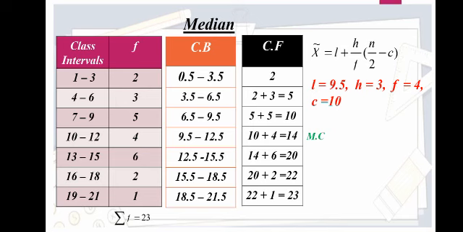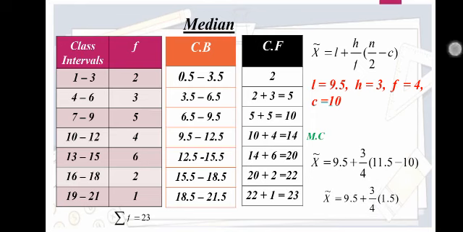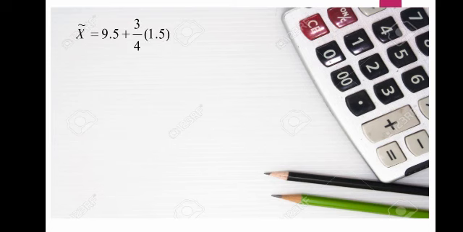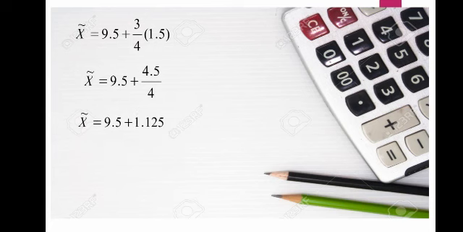Now applying these values in the formula, it becomes 9.5 plus 3 by 4 into 11.5 minus 10. First of all we solve the bracket, 11.5 minus 10 is 1.5. Now x-tilde is equal to 9.5 plus 3 over 4 into 1.5. 3 into 1.5 is equal to 4.5, and 4.5 divided by 4 gives you 1.125. So 9.5 added to 1.125, the answer becomes 10.625. So this is the answer of the median.